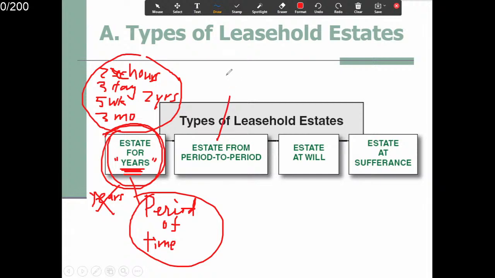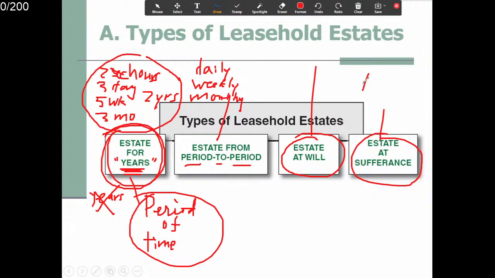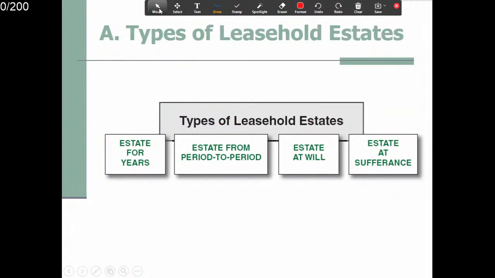Estate from period to period, okay? It could be daily, 每一天。It could be weekly, or it could be monthly. Okay? Period to period. 一段时间到一段时间，OK？ 每一天、每个礼拜、每个月，OK？ Estate at will is no contract, OK? Exists， 没有协议了，OK？ 它就是自愿住的在里面。Estate at sufferance is that it expired and they still living there， 到期了，right？ 这个协议到期了，他还住的在里面，这个是 estate at sufferance。So let's explain a little bit more.